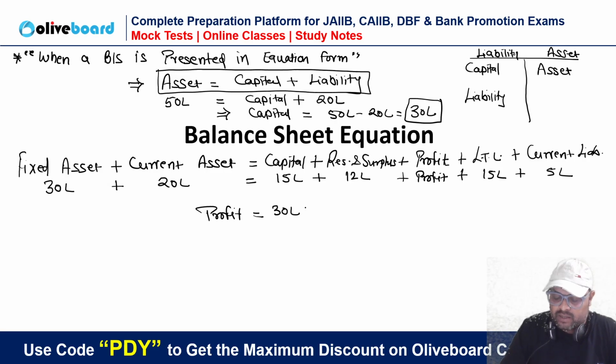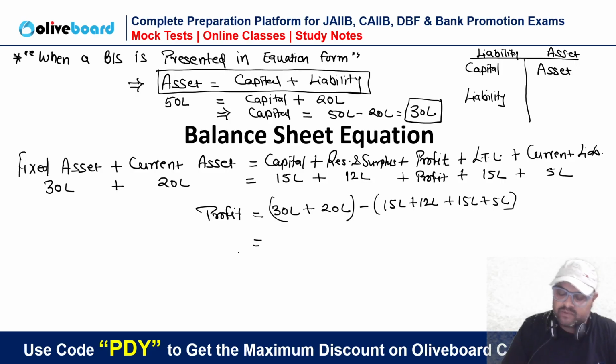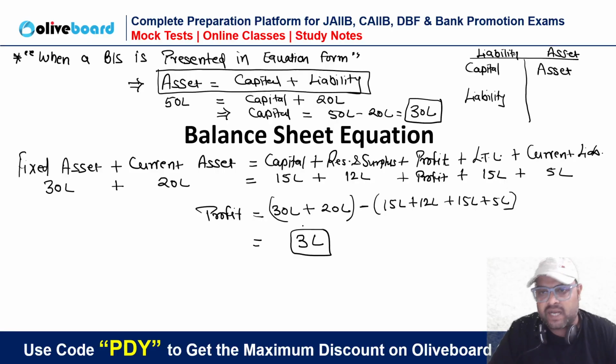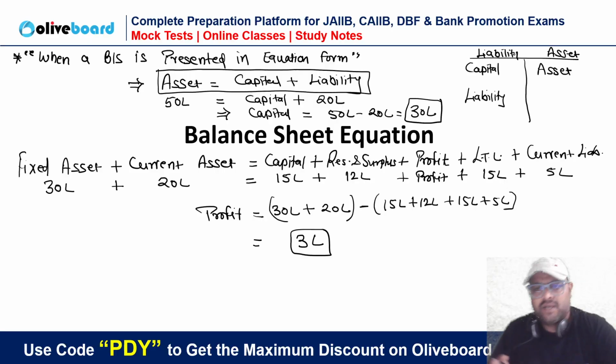That makes the profit: 30 lakh plus 20 lakhs, that's the value of assets, minus, we will reduce the opposite side from this, the total of 15 lakhs plus 12 lakhs plus 15 lakhs plus 5 lakhs. We get the value of the profit as 3 lakhs. So this is how they can ask questions based on that. That's one pattern of questions they ask in the exam on the balance sheet equation, and it's of a recurring nature; every attempt they ask a question like that.